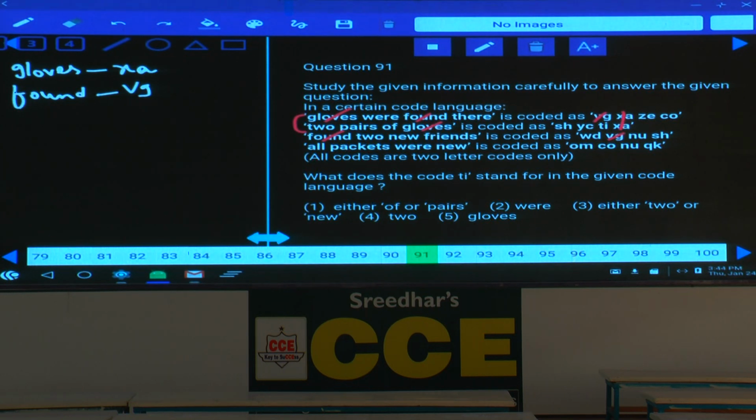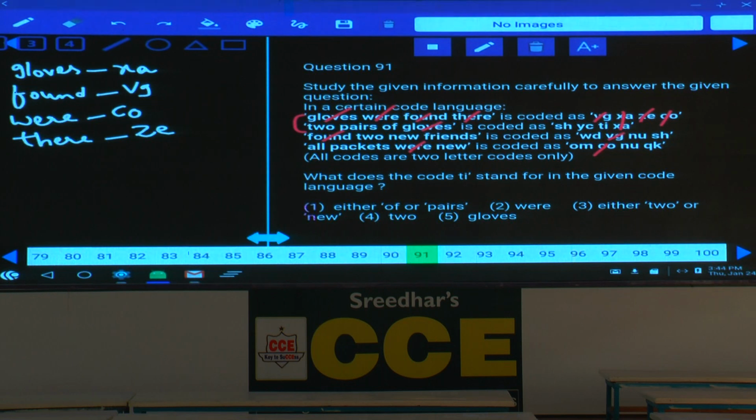Then compare the first one and the fourth one. Where, there, here, where. If you compare the first and the fourth, where is the only word which is common between the first and the fourth, and the code which is common between these two is CO. So the code to the word where is CO. Then in the first statement, which word is left over? Only one word is left over, and the code which is left over is ZE, so the code to the word there is ZE.